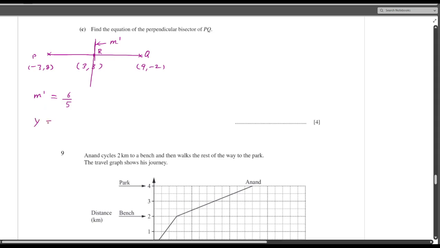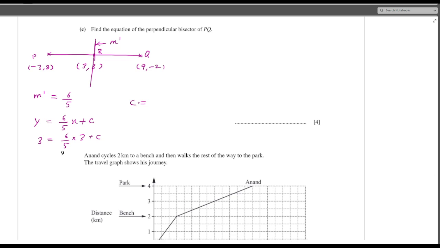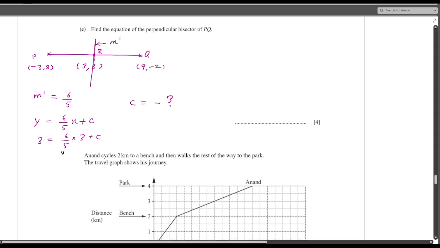So your equation will be y is equal to 6 divided by 5 x plus c, and this perpendicular is passing through 3 comma 3, so you will say that 3 is equal to 6 divided by 5 times 3 plus c, and this gives you the value of c as 3 minus 18 divided by 5, which is minus 3 by 5. Okay, so the value of c is minus 3 divided by 5.